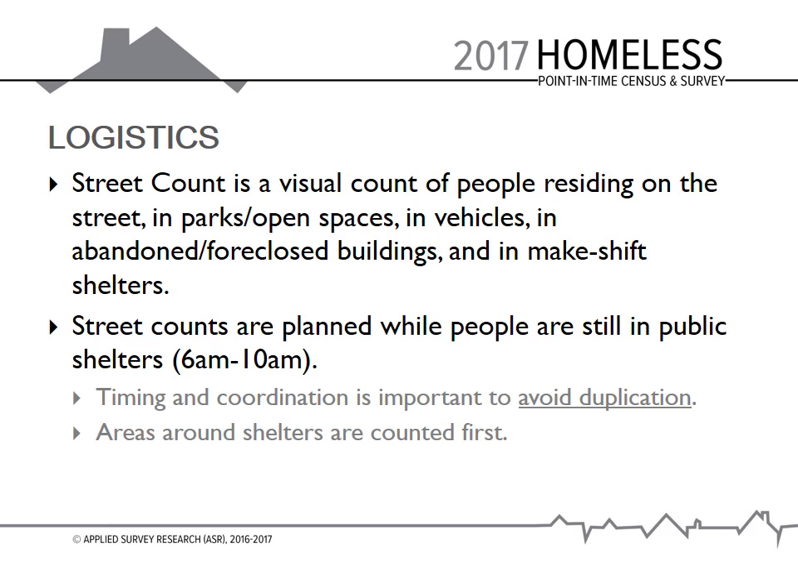The street counts are planned while people are still in public shelters. That's why we head out there as early as possible. Like I mentioned before, this timing is important to avoid duplication. This earlier time is generally when individuals are still going to be in the shelters. So we can get those individuals from our shelter count, and then we have you guys out in teams to collect people who are living in unsheltered situations. If you have a map area that includes a shelter, we ask that you head to that area around the shelter first.